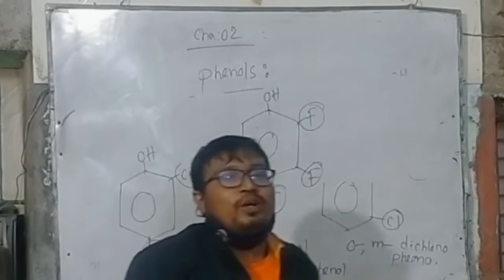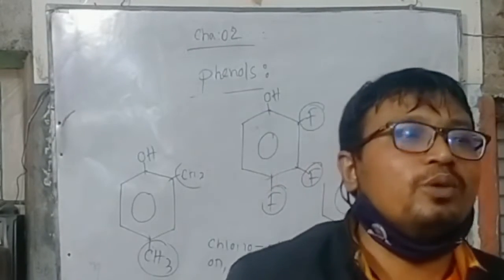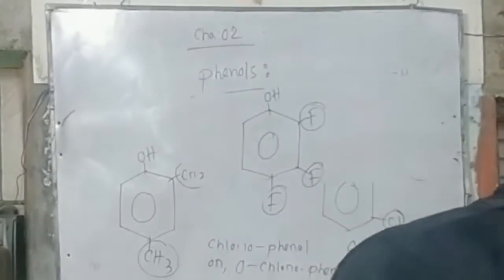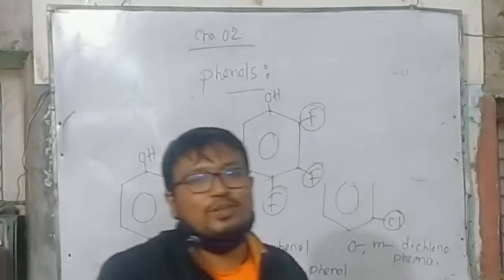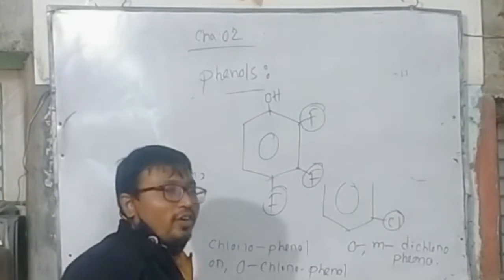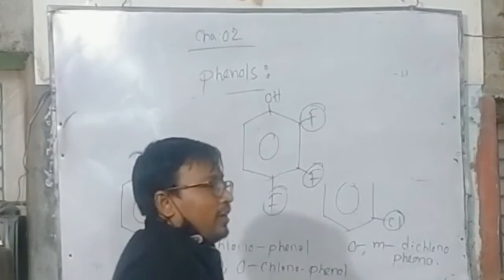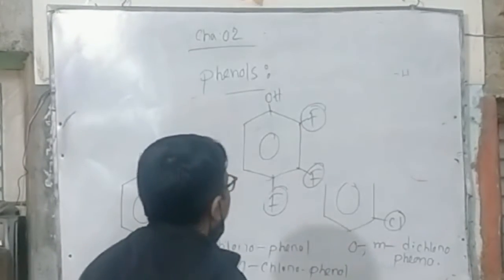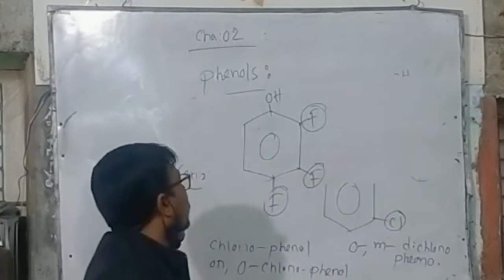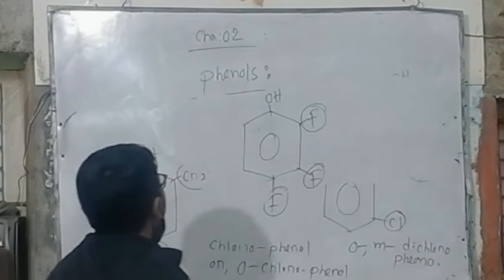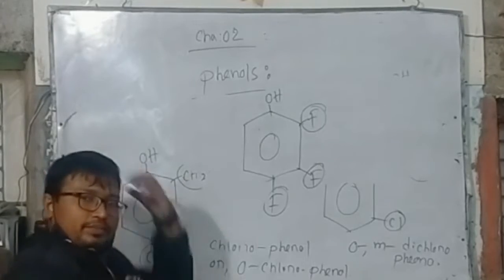Here, when there is one substituent, it is known as mono. The same substituent twice is di, 3 is tri, 4 is tetra, and 5 is penta. Dear student, have you written 2,3,4-trifluorophenol?